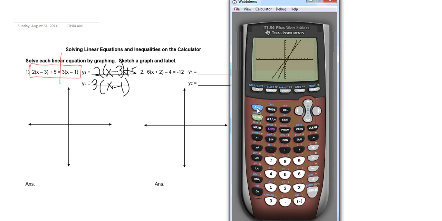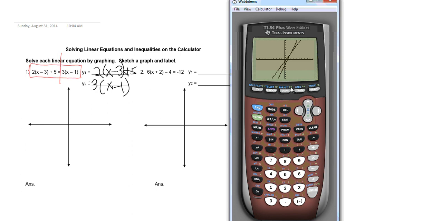So of course we could do a couple of things. We could go to the table, second and the graph button, and compare the y1 and y2 values. When they're equal to each other, it looks like it happens when x is 2 and y is 3. So let's go back to the graph, and let's look at a different way to do this.